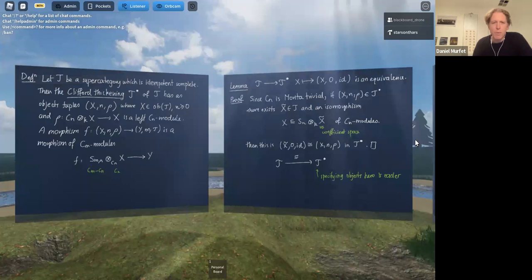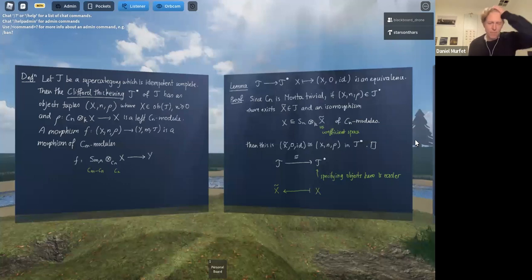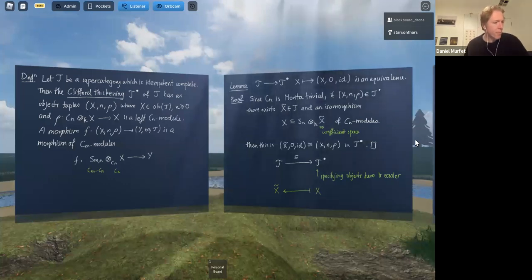And it's similar here. So I'm going to show you in a moment in the context of LG how sometimes it's much easier to specify an object in the thickening than it is in T. And then somehow finding this X tilde, this coefficient space, is kind of a secondary step. Okay.